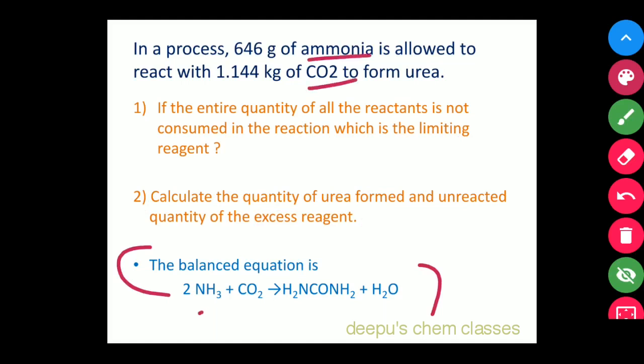Ammonia, the formula is NH3. Carbon dioxide formula is CO2. When it reacts, it gives the product urea. Urea is a kind of amide. The formula is NH2CONH2, plus the byproduct water is obtained. So the balanced equation for this is 2 moles of ammonia react with 1 mole of carbon dioxide and give 1 mole of urea and 1 mole of water. This is the balanced equation.